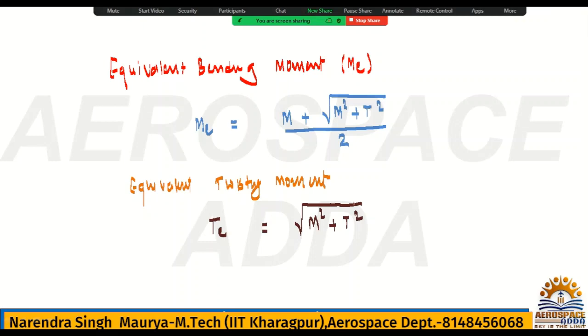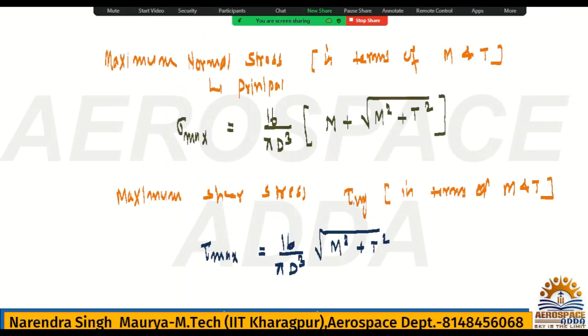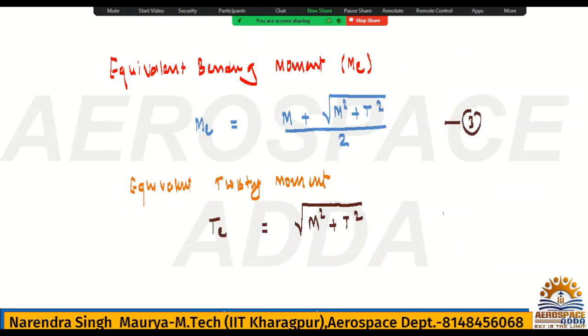Okay, so this formula is used basically when both bending moment and twisting moment are applied to the shaft. Otherwise, if only bending moment is there, you have a formula for that. If only twisting moment is there, you have a formula for that. But if both are applied to the shaft, then you need to remember this formula. So how many formulas do you have now? See, these 2 formulas we have derived basically. This is number 1 and this is number 2. These are the formulas you need to remember, and this one is the equivalent value, which is the 3rd, and this is the 4th.